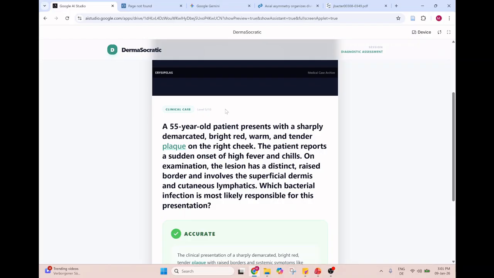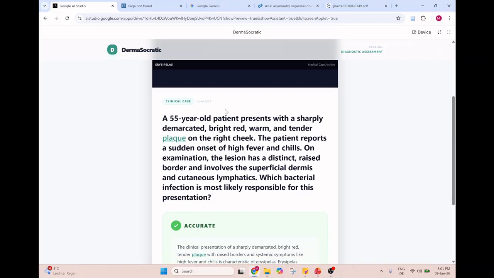Also, if I get a lot wrong, then it will repeat similar questions, which I think is also a good thing. What I don't like so much is that it's almost always clinical cases. So I wanted to have clinical cases as one type of question, but not always clinical cases. So sometimes I would also just like that it asks for a definition or for a term or something like that.